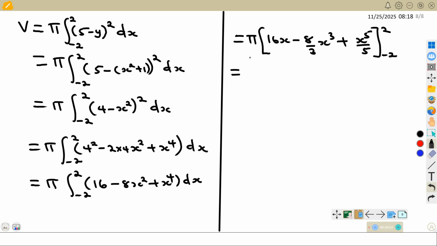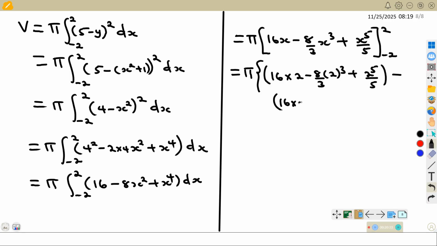So let us put our limits. We shall begin with the upper limit, that is 2. So this will be 16 times 2 minus 8 over 3 into 2 to the power 3 plus 2 to the power 5 divided by 5. This we shall subtract when we put negative 2: 16 times negative 2 minus 8 over 3 into negative 2 to the power 3, then plus negative 2 to the power 5 divided by 5. So that is basically what we shall have.